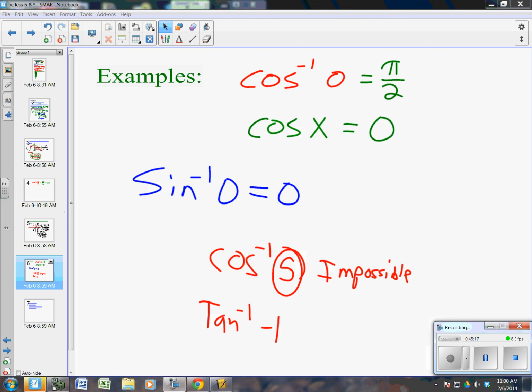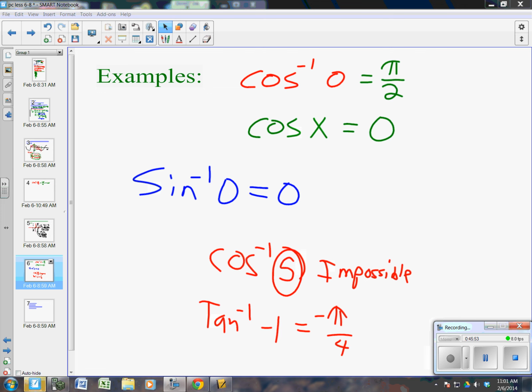Yeah, because the answer has to be between negative pi halves and positive pi halves. Is 7 pi fourths between negative pi halves and positive pi halves? No, but is negative pi fourths between those? So the answer is negative pi fourths, because at that point, y divided by x is going to be negative square root 2 over 2 divided by positive square root 2 over 2, which is negative 1, right? And 7 pi fourths is not between those.